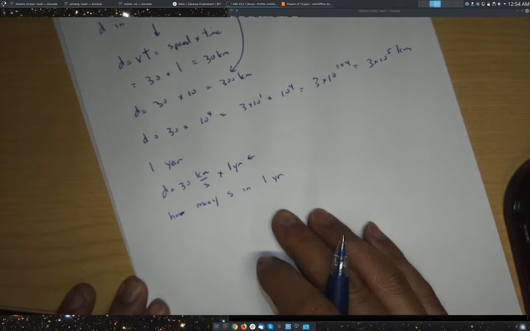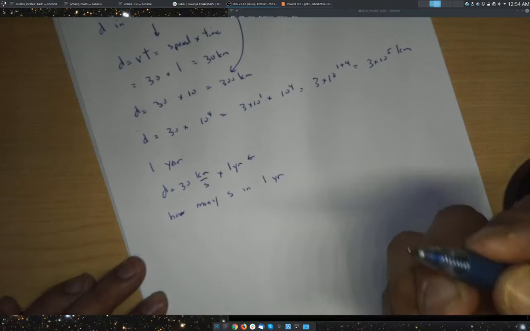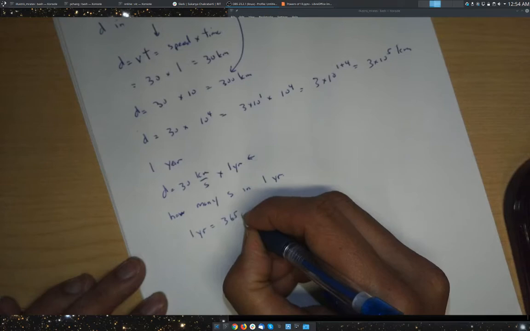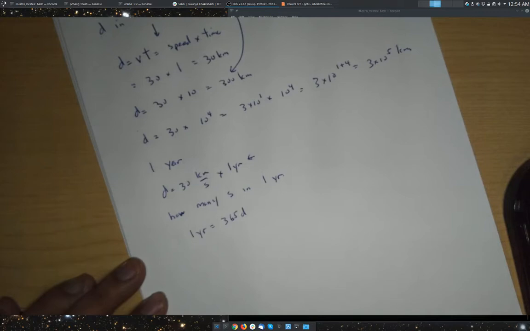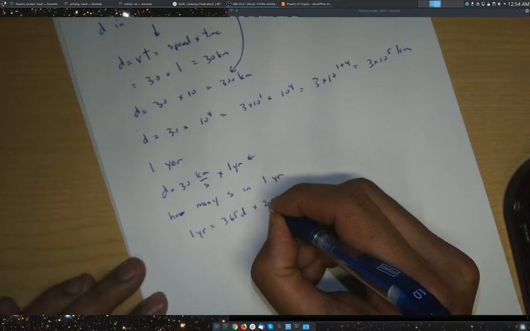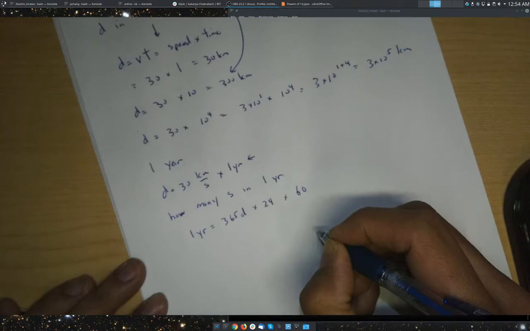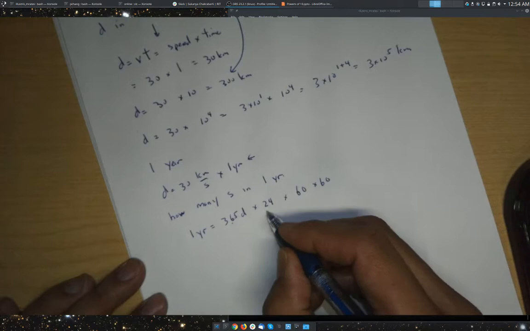Well, this is going to be something simple. In order to figure it out, how many days in a year? Well, 1 year is 365 days. Hopefully you guys know this. It's actually 365.24, but we're not going to worry about the 0.24. How many hours in a day? Well, that's 24 hours. How many minutes in an hour? Well, that's 60 minutes. And how many seconds in a minute? Times 60. All right, so now 365 times 24 times 60 times 60, that's going to be the number of seconds in a year.